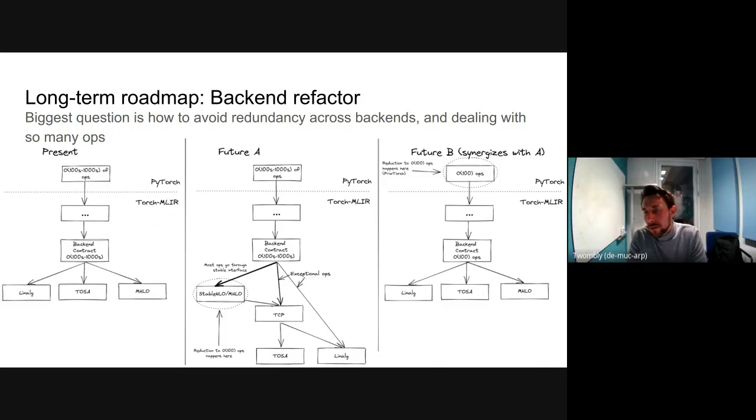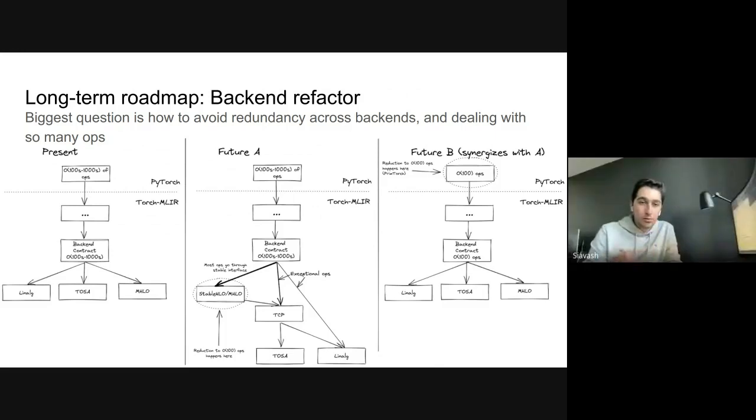Shivash? Yeah. So a question mainly related to the previous slide and maybe the future B option here. By moving the decompositions and checkpoints, etc. to Torch, what does that entail in terms of the Torch-MLIR users' capability for doing selective decompositions or custom op support, etc.?